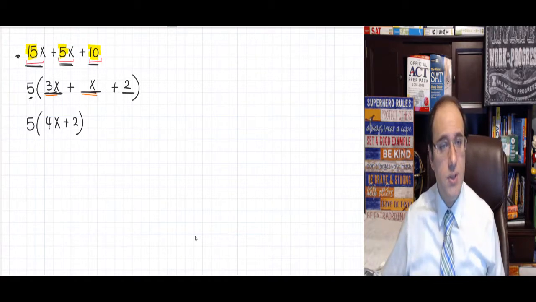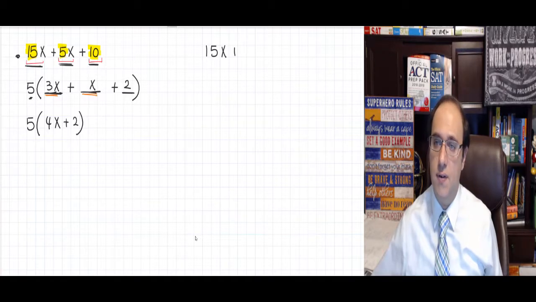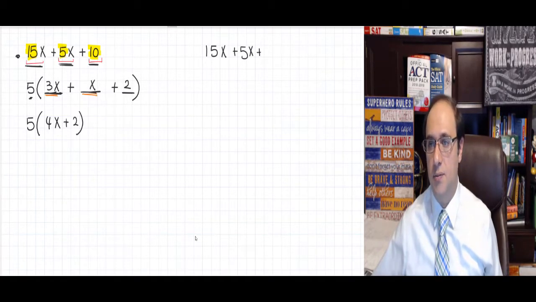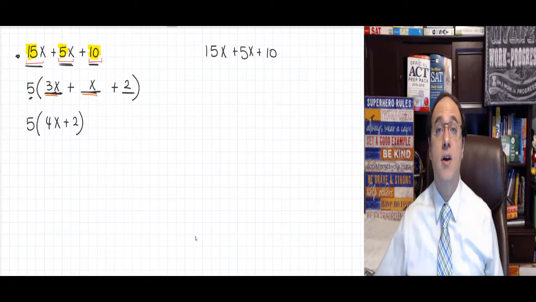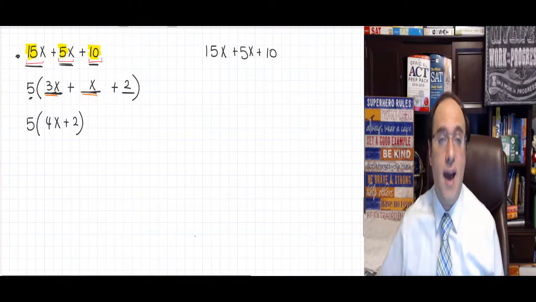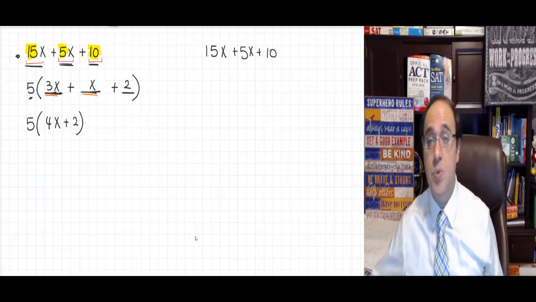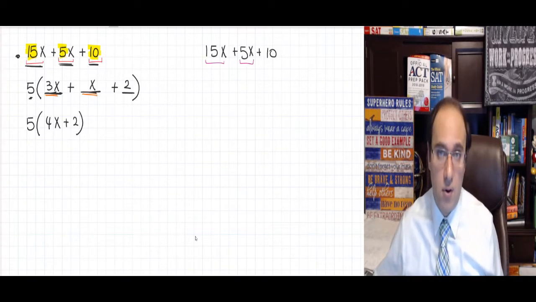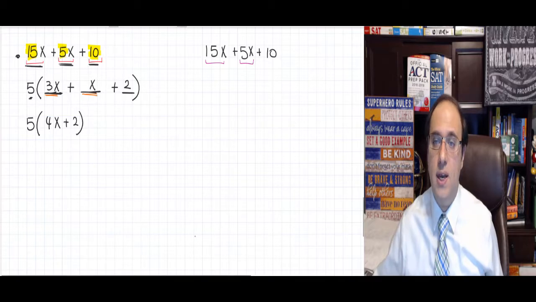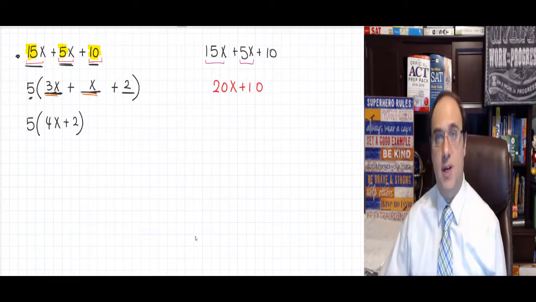Now, is there another way to do this? Yes. Here it is. 15x plus 5x plus 10. Now, in order for me to factor this, I can simplify it first. So before factoring, let's simplify. 15x plus 5x both have the same variable, so we can add them together. That's 20x. And the 10 stays as it is. So now I have 20x plus 10.